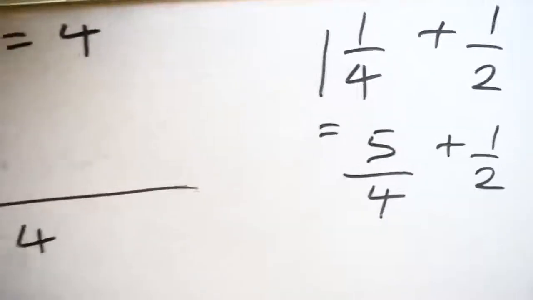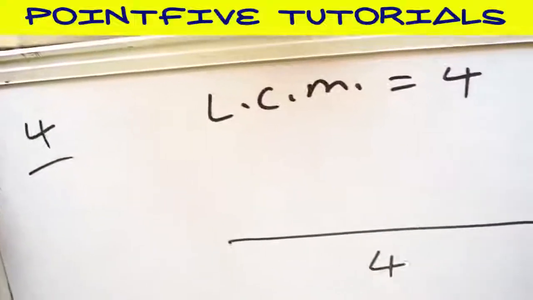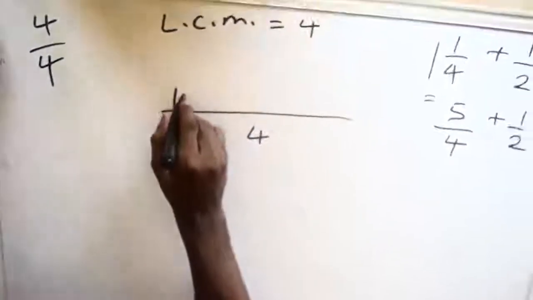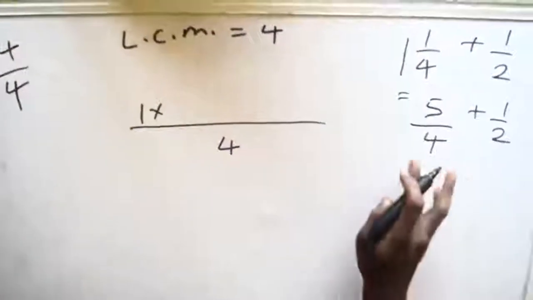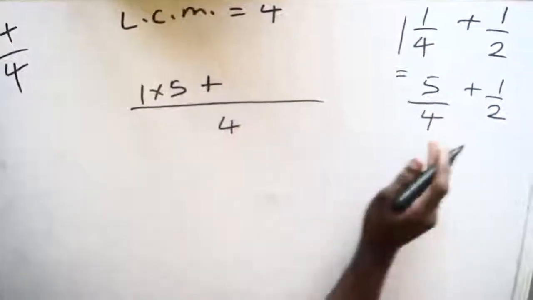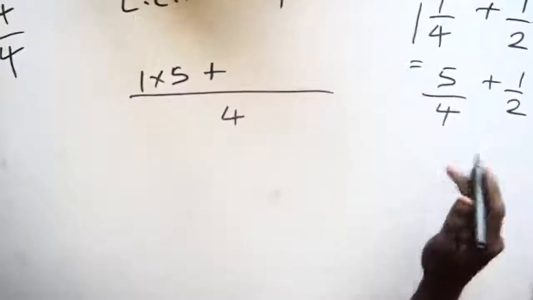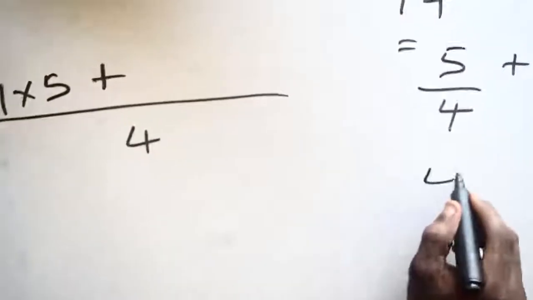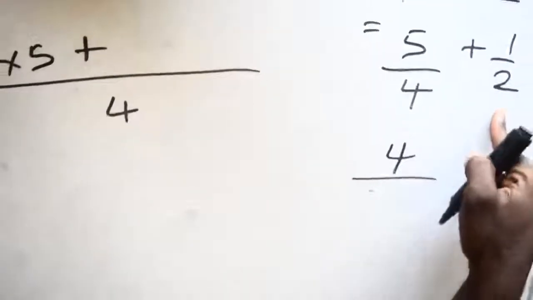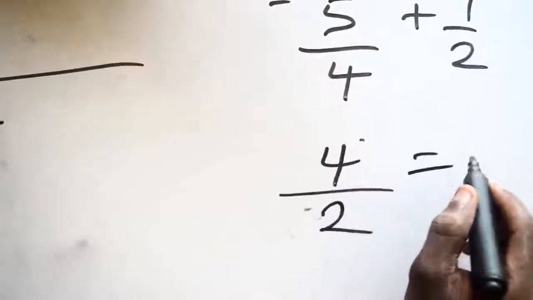So using the LCM, which is 4, it will be divided by the denominator of the first fraction, which is 4. 4 over 4 is 1. Take this 1, multiply the numerator of the first fraction. The numerator there is 5. You move straight, you see this addition, we put it there. After addition, we encounter another fraction. When you encounter a fraction, raise your LCM up, which is 4, divided by the denominator of the second fraction. So 4 divided by 2 is 2.